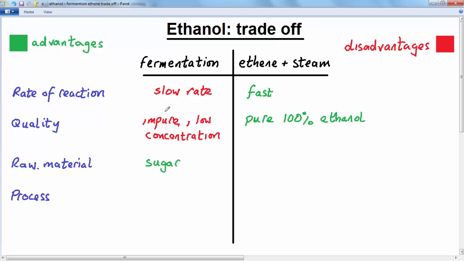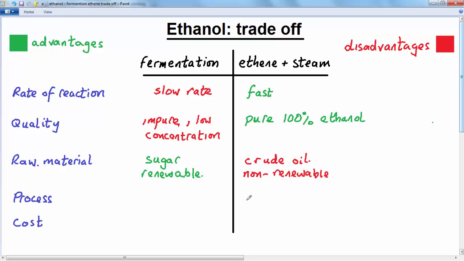Now the raw materials used in fermentation are sugars or glucose, and sugars are renewable resources. All you've got to do is grow the raw material, so that's an advantage. Whereas in the case of ethene and steam, ethene is a product of the fractional distillation of crude oil, which means that ethene comes from a non-renewable source, which is going to eventually run out. So that's a disadvantage.